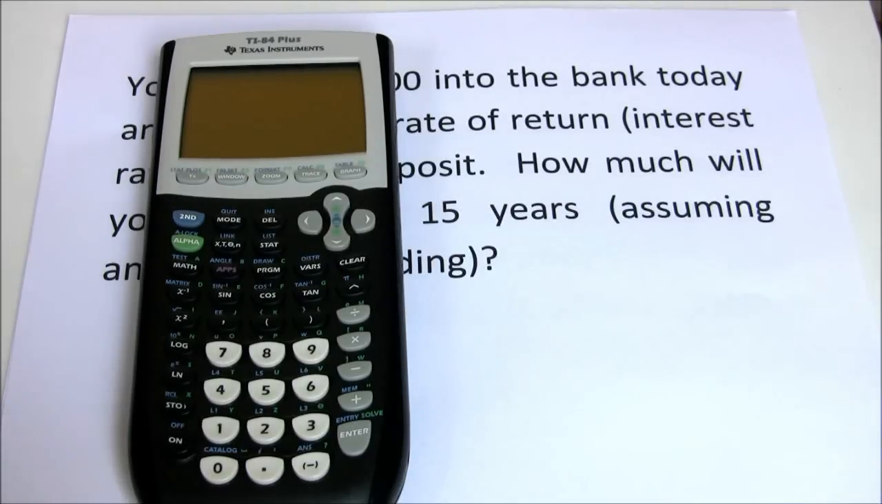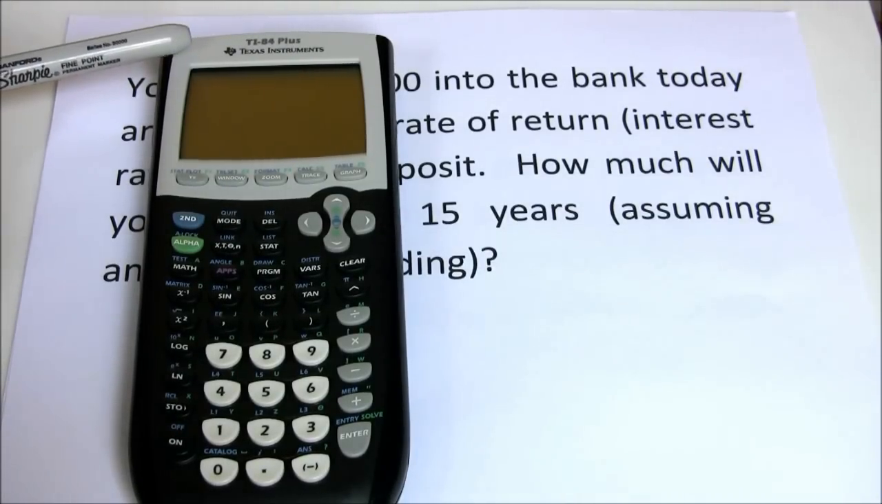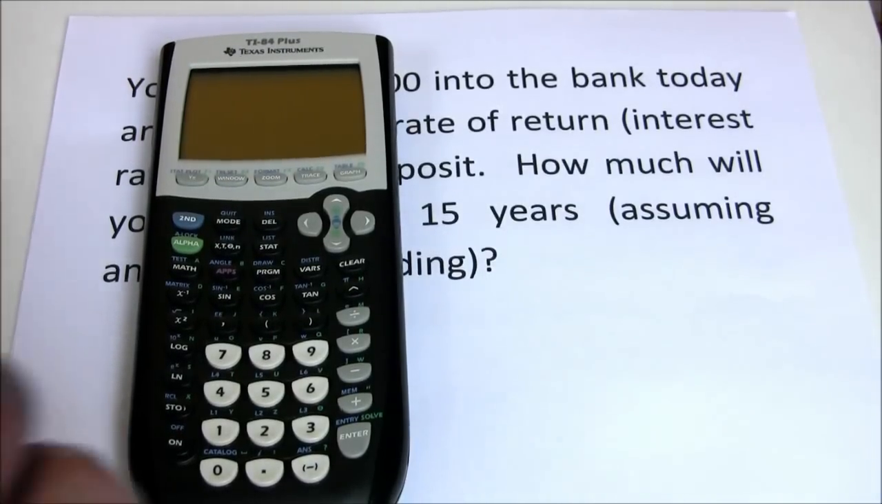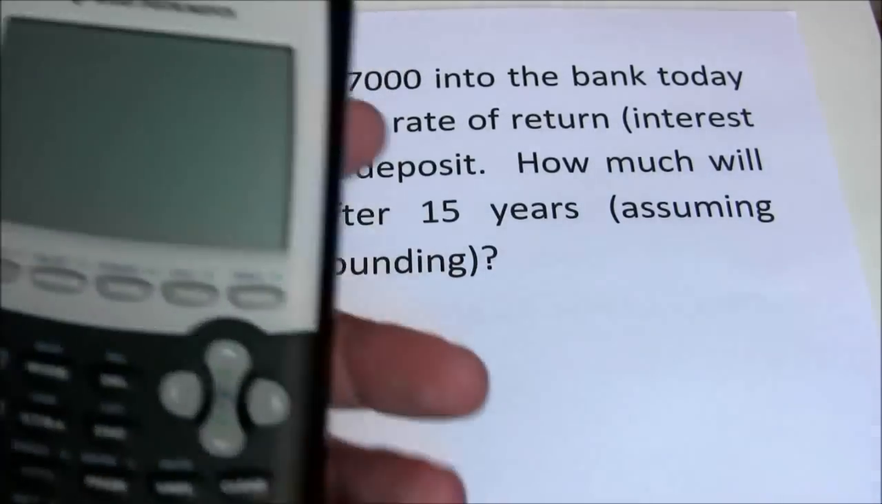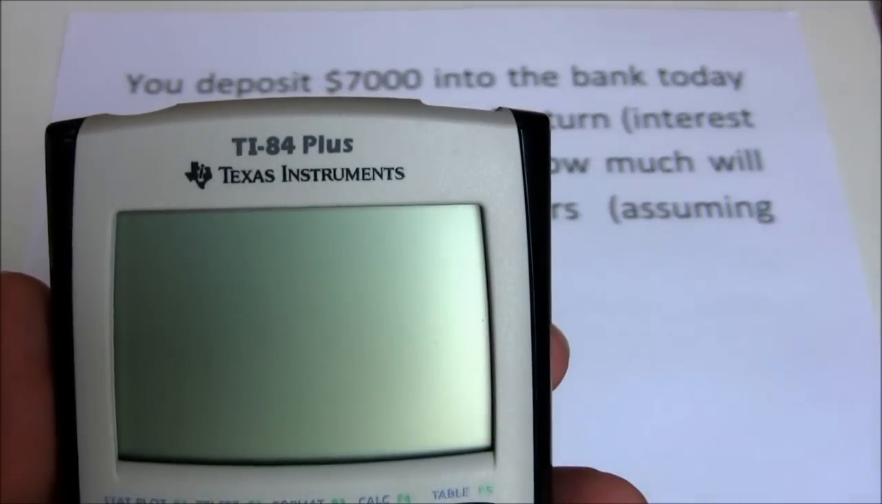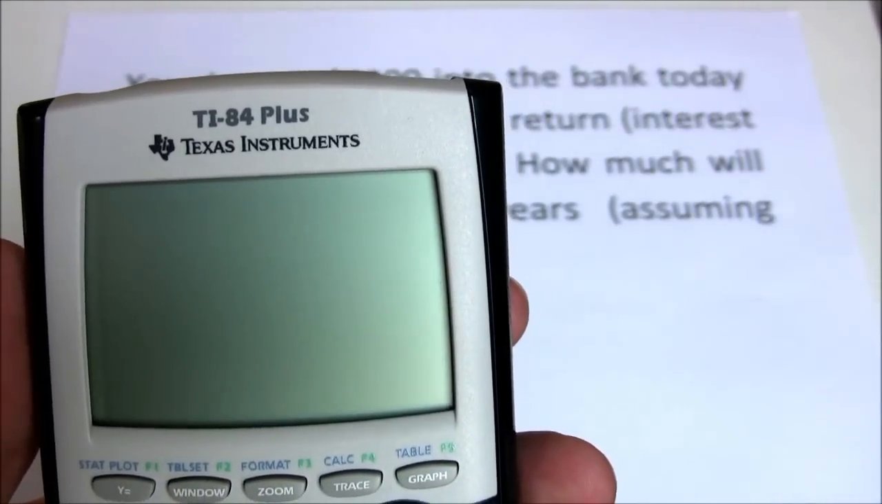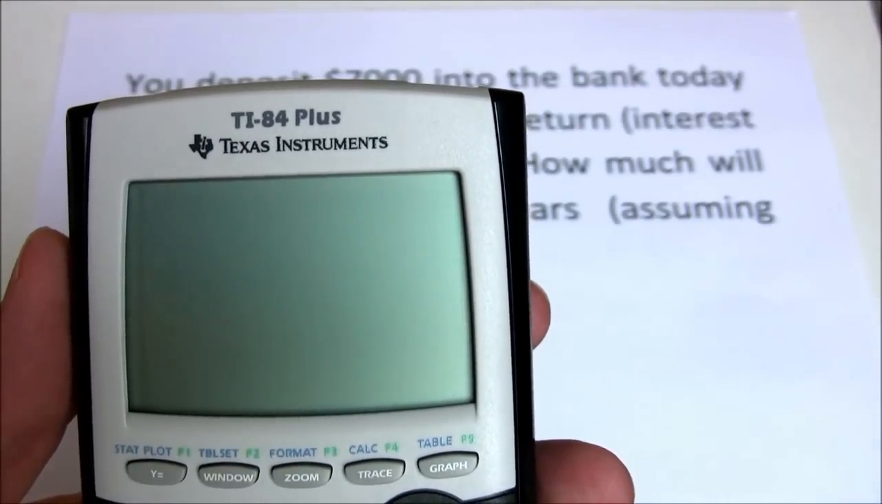The purpose of this video is to introduce the Texas Instruments 83 or 84, 84 Plus, 84 Silver. There's lots of different names for them, and there are a few other variations for these Texas Instruments calculators that do the time value of money calculations. The one I'm using is a Texas Instruments 84 Plus, but again, if you have an 83 or an 84 Plus Silver, they work the same way.